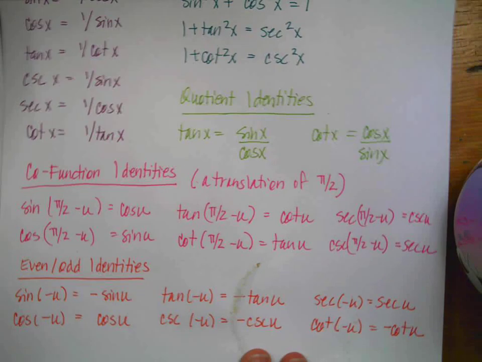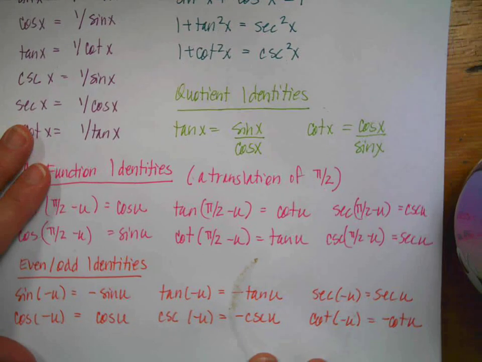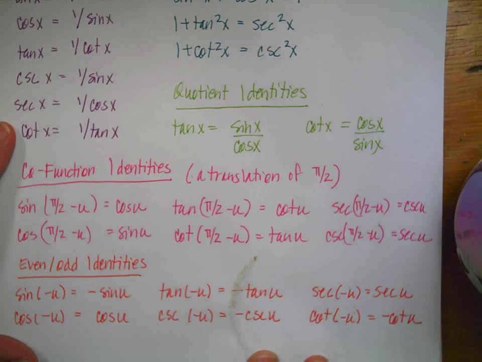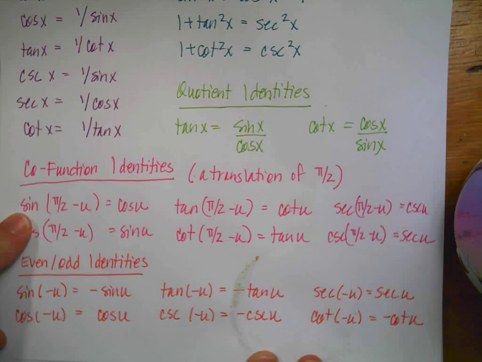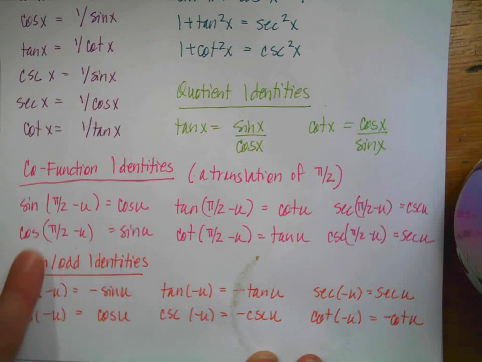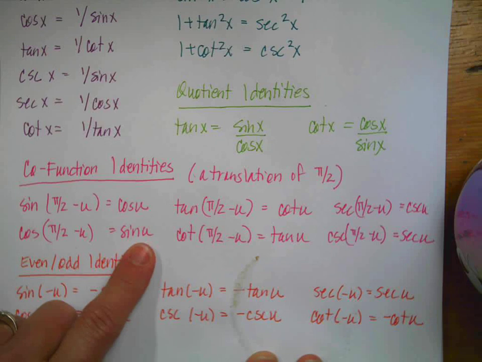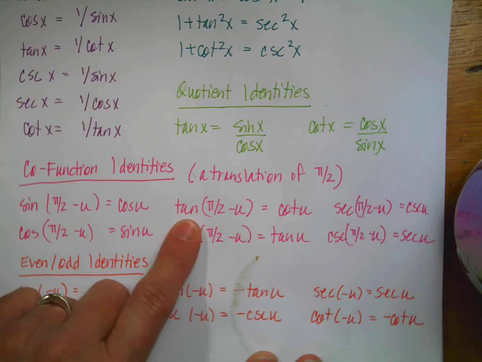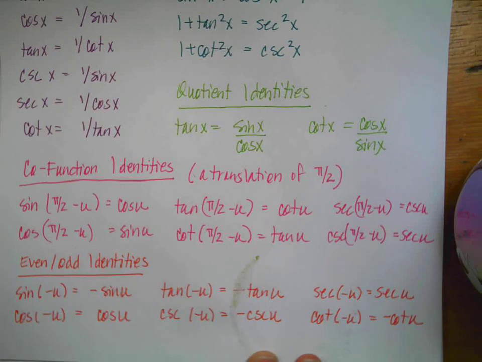The cofunction identities we'll use a little bit, but not that much, and basically what they want you to notice is that if I take sine and I translate it pi over 2, I'm going to get cosine. And so the same, if I translate cosine, I get sine. If I translate tangent, I get cotangent. And so you get the general idea.